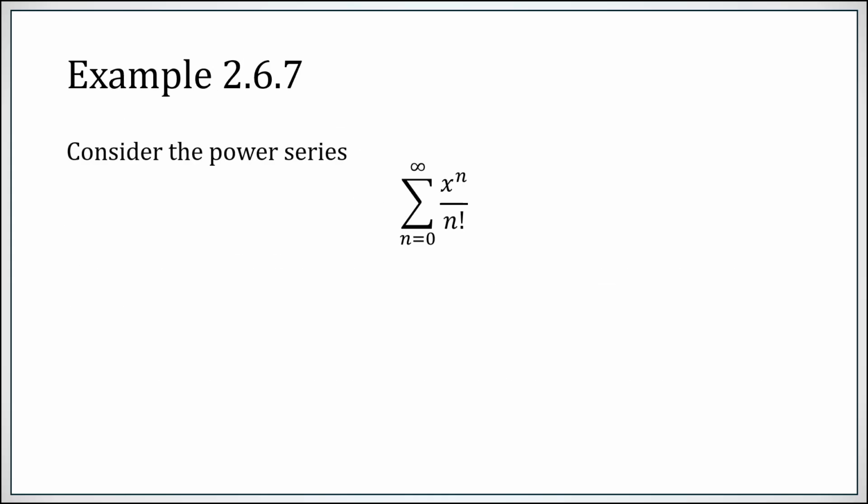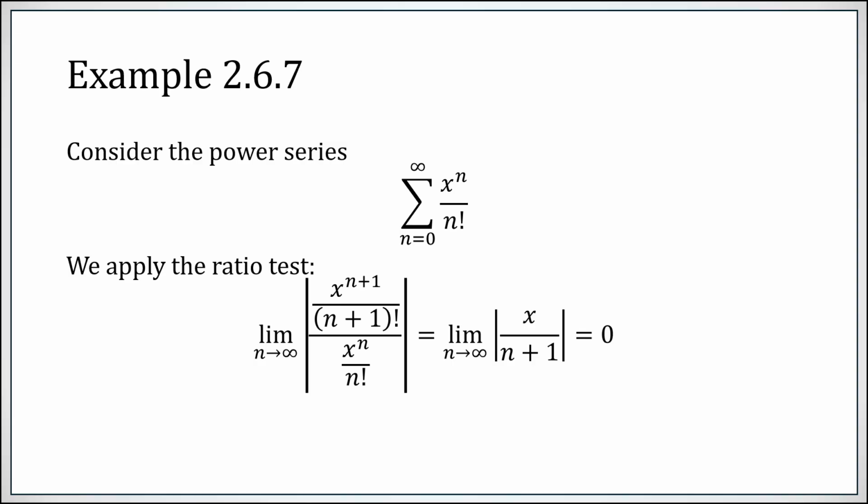Consider the power series x to the n over n factorial. Let's apply the ratio test to see whether or not this series converges. So we compute the limit of the absolute value of the next term over the one before it. A whole bunch of stuff cancels out, and you are left with the limit as n goes to infinity of x over n plus 1.